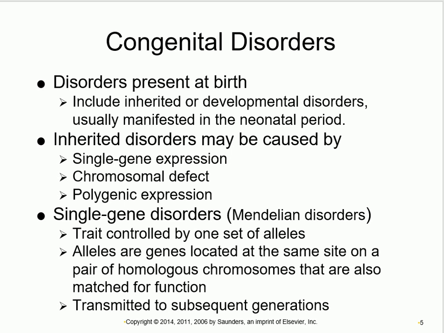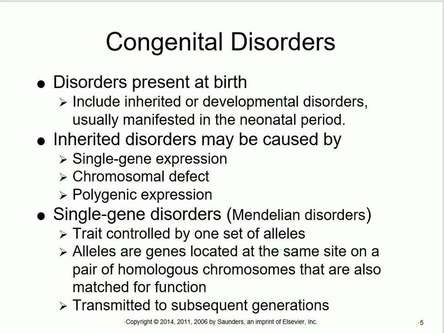Disorders that are inherited can be caused by one of three things. It can be a single gene problem, for example an issue in gene number 18 or gene number 21, one specific chromosome. Sometimes you have chromosomal defects: you're losing one, you're having an additional one, and so on. Sometimes it's polygenic, but our focus is on the single gene one, which is the Mendelian one.